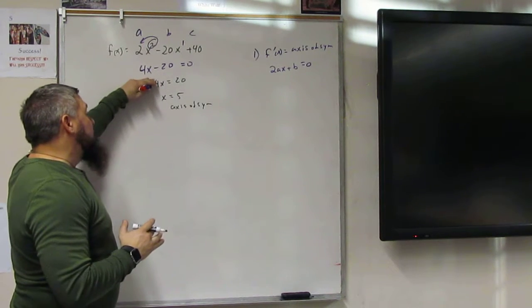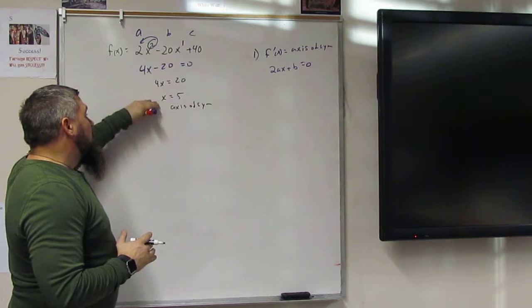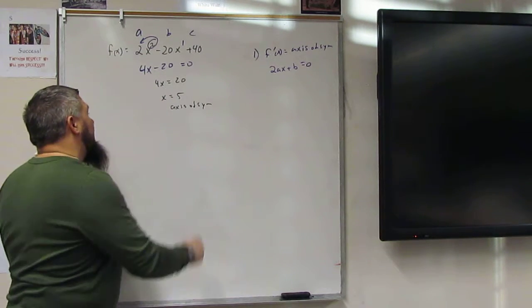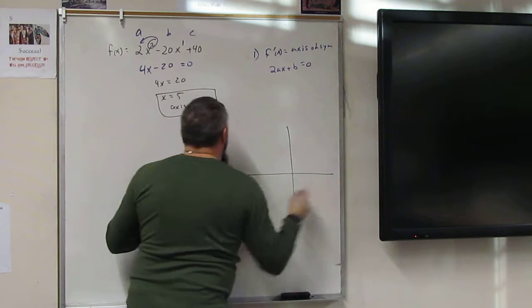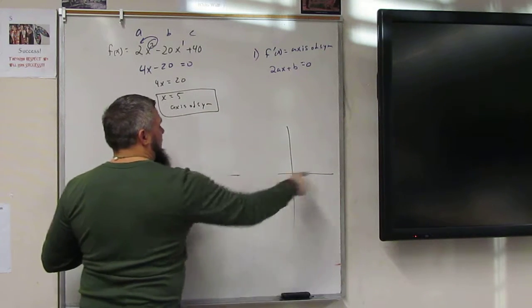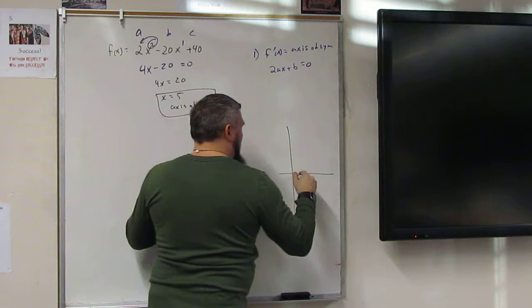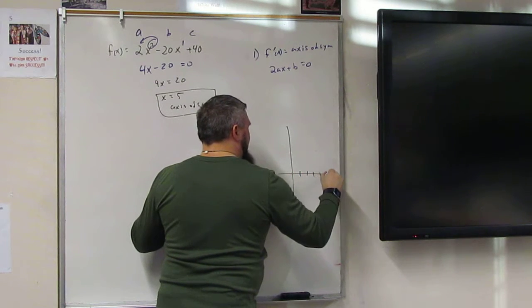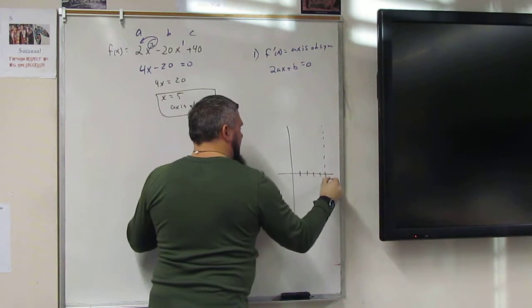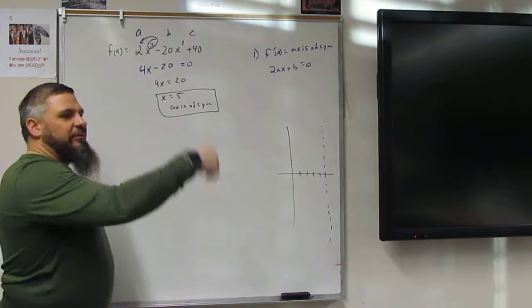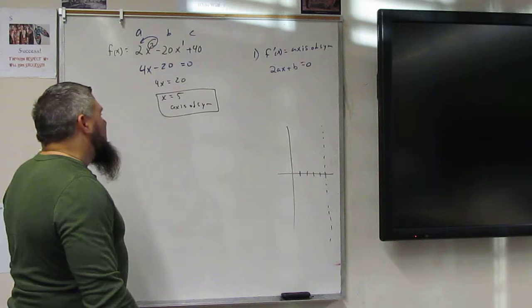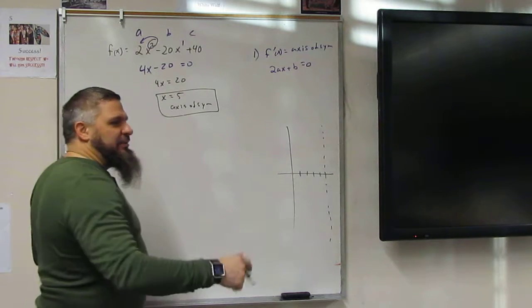But this all stays the same. Good? So your axis of symmetry is here. So if we wanted to graph that, we would graph that way over here at 1, 2, 3, 4, and 5. And it would look like this. That's your axis of symmetry, somewhere at 5.